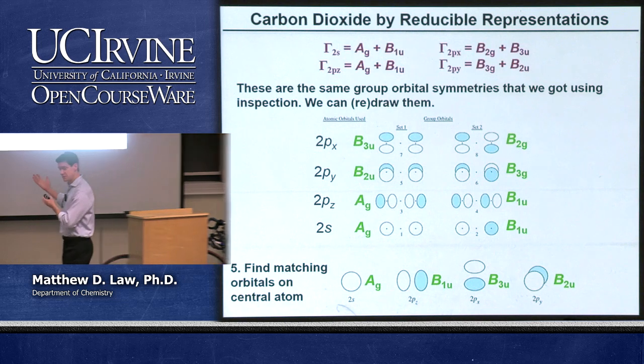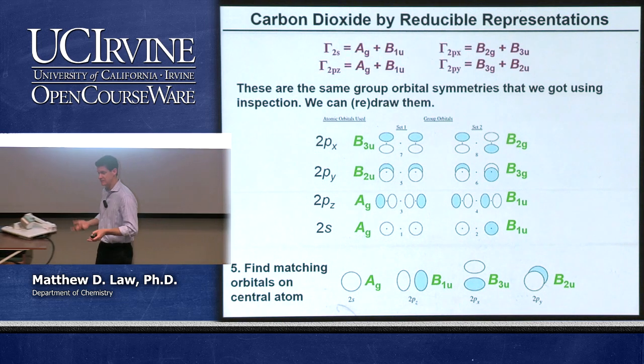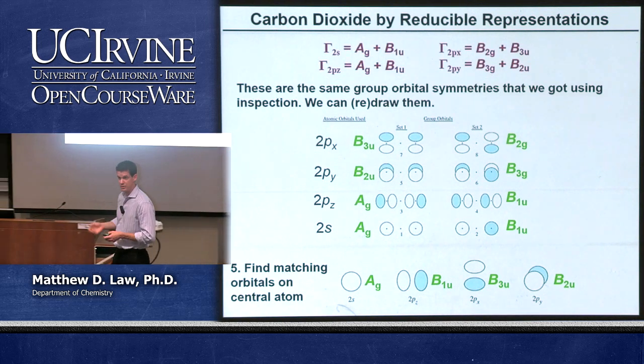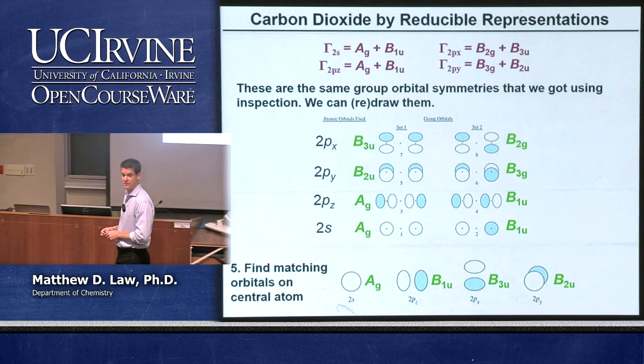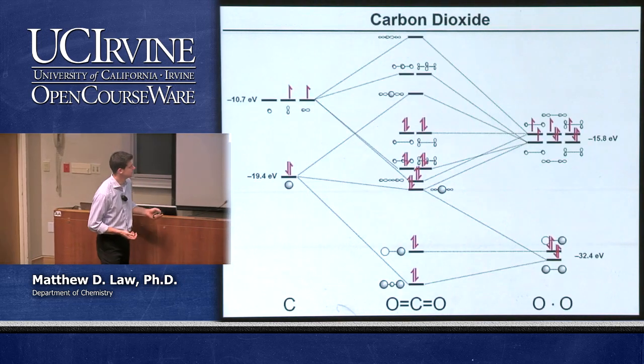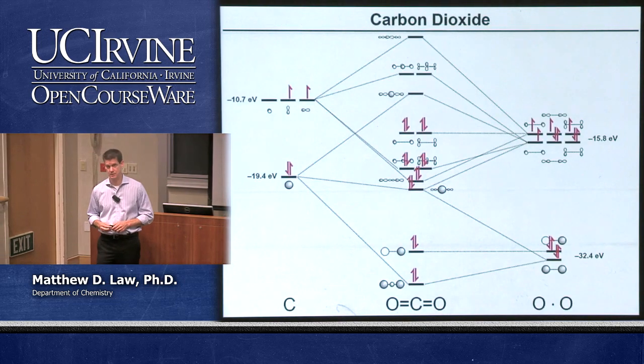And then what we would do at this step is exactly what we already have done. We identify those that can match, and then we build our molecular orbital diagram considering the relative energies. And so we would get what we made already. Okay, we would get this picture.